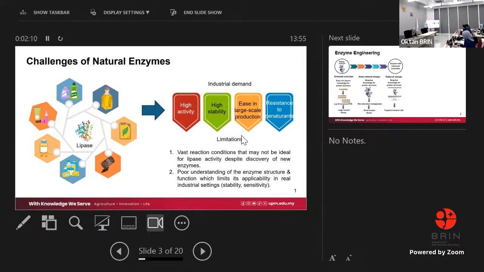Given the vast reaction conditions and diverse industrial requirements, it is not always easy to find the correct match of the lipase, or any enzyme, to the industrial requirement. Furthermore, because there is a poor understanding of the enzyme structure and function, it limits the applicability in real industrial settings.